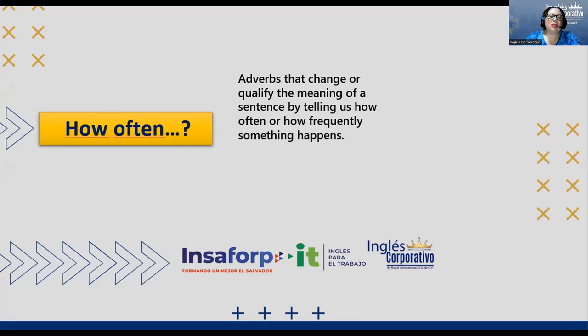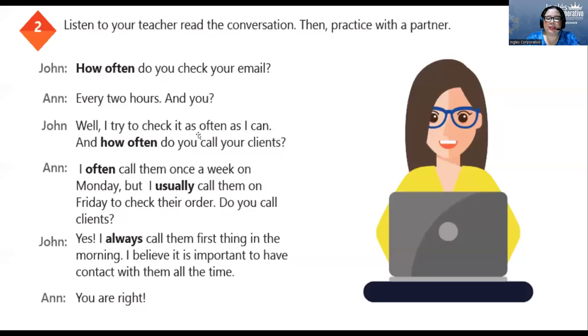So let's go and read this conversation. All right? It says, this conversation is between John and Anne. So let's look at how this works. How often? And then we see a time expression after that, okay? How often, and a frequency adverb after that in the answer, okay? So this is the way, Ronaldo, to answer the question how often, okay? So let's look at how John and Anne are talking, and they are talking about frequent activities in their job, right?